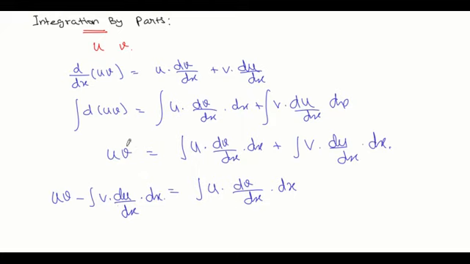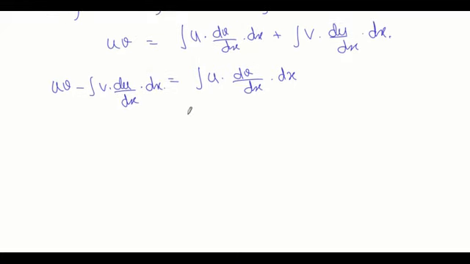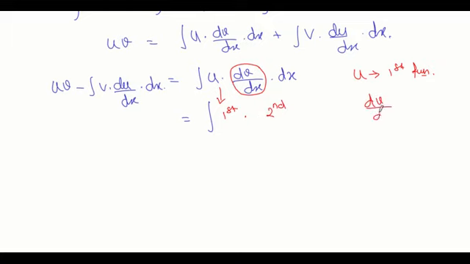Now the product of functions should be considered in this way. This u is considered as the first function. Now this dv by dx is the second function. We are considering u as the first function and dv by dx as the second. Now I'm going to consider the first function u as f of x, then dv by dx as g of x.